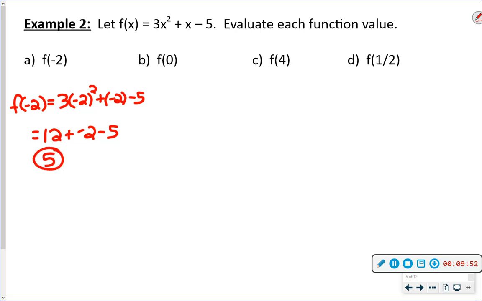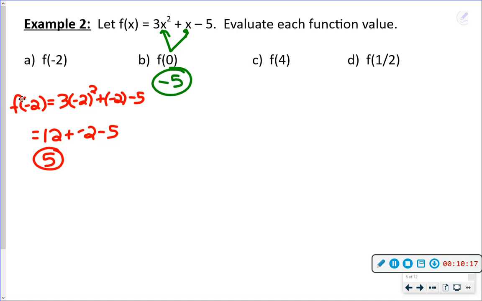Can you use your calculators for these? Yes, but we should be able to do them in our heads a little bit. At least I hope. Hey, 0 is going to be pretty easy. I don't even know if I'm going to write a whole lot for that. Because if I put 0 in for both of these x's, it's going to eliminate those terms. 3 times 0 squared is 0 plus 0, so we just end up with -5. The last term. I like that one. I don't have to do a lot of work, right?